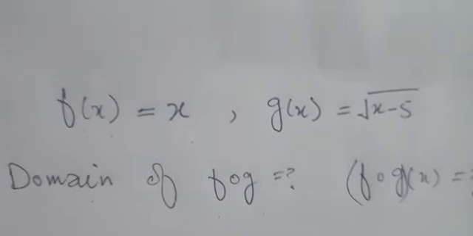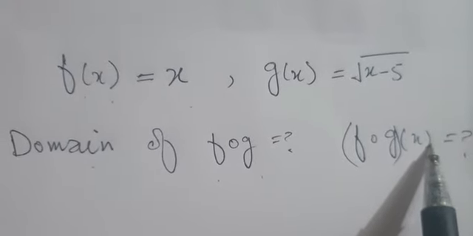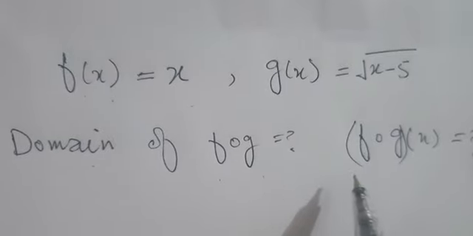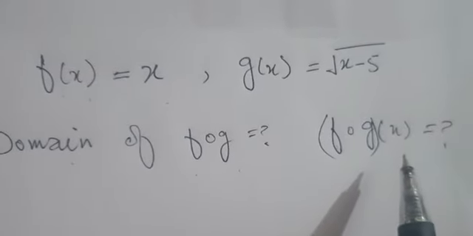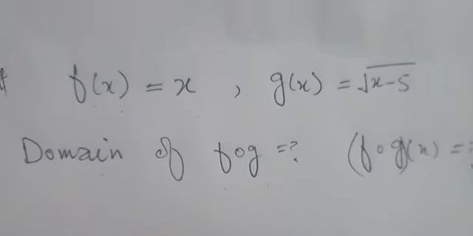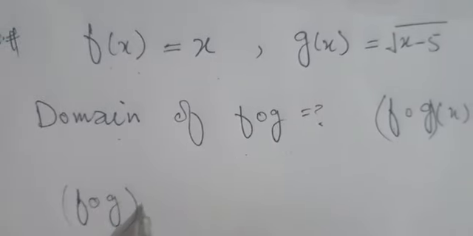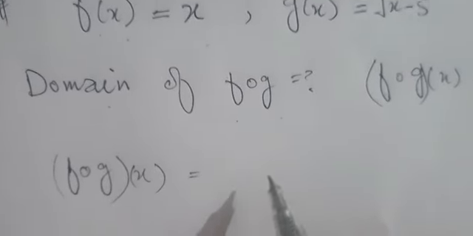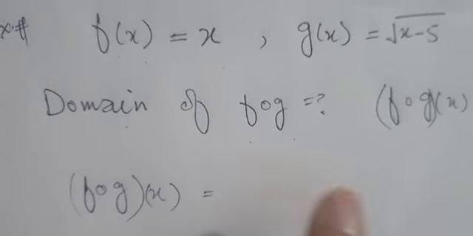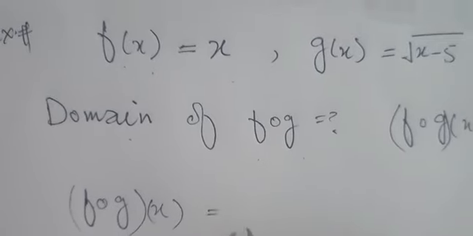So here we know that both functions are functions of the x variable. You can write it in either way, both are correct. So how can we find the domain of this function? First of all we need to find this function, and we know by definition that this is equal to a new function h of x.